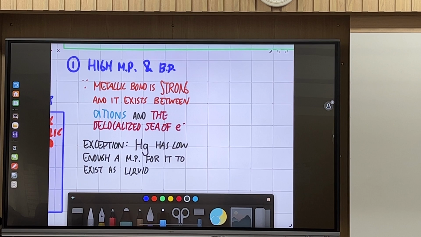So rumor has it that the Chinese emperor, I don't know what you call him, Qin Shi Huang Emperor Qi.